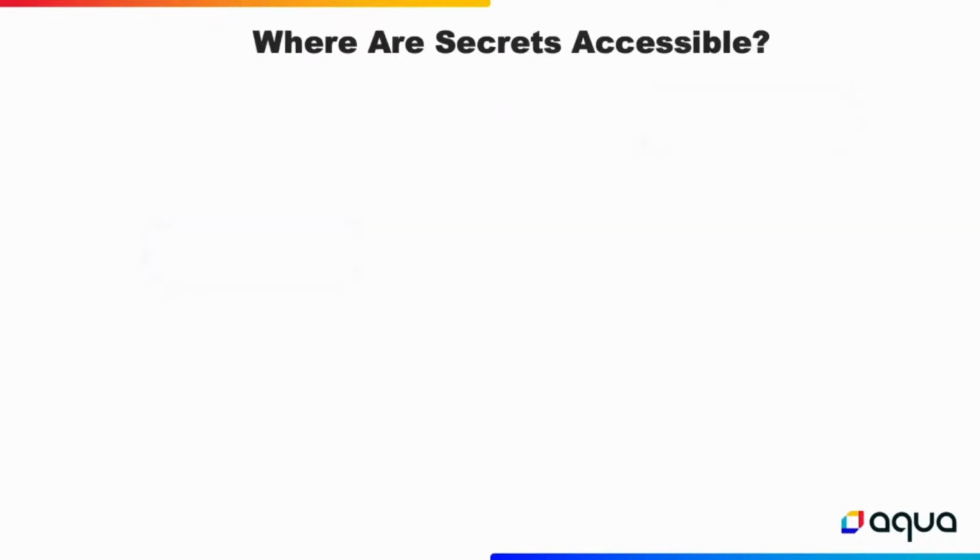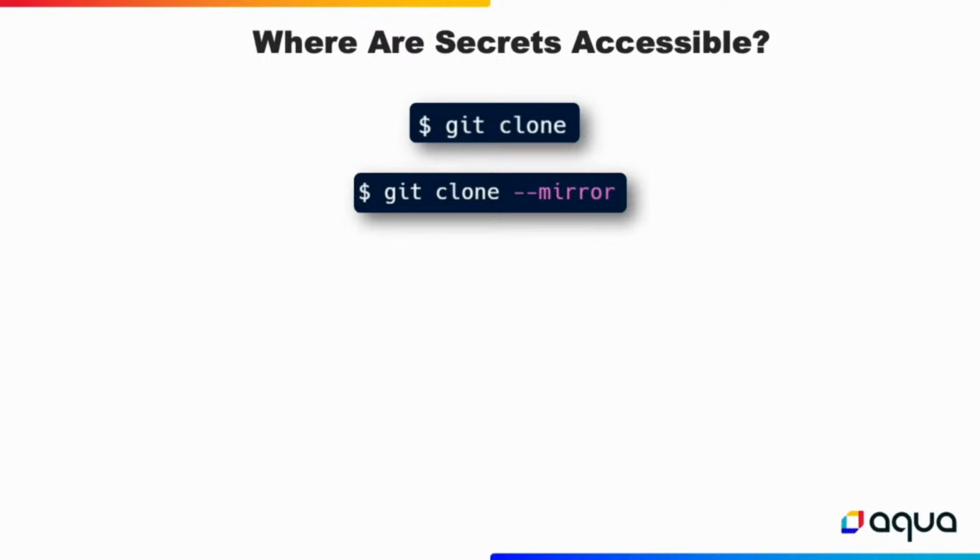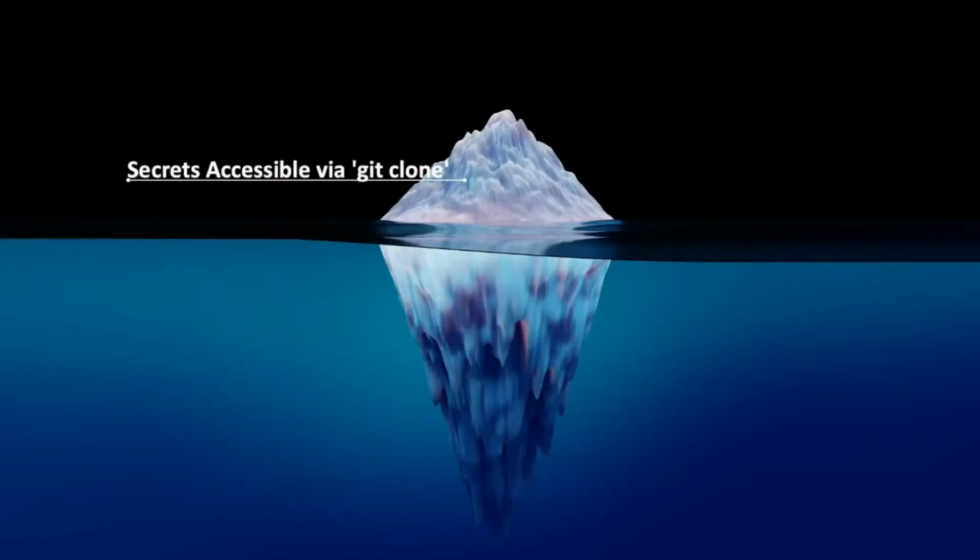We can categorize secrets into three different categories. First, secrets that are accessible via the git clone command. Then, secrets that are only accessible via the git clone --mirror command. And then, secrets that are only accessible through something called the cached view of the source code management platform. Let's start with the first category, secrets that are accessible via the git clone command.